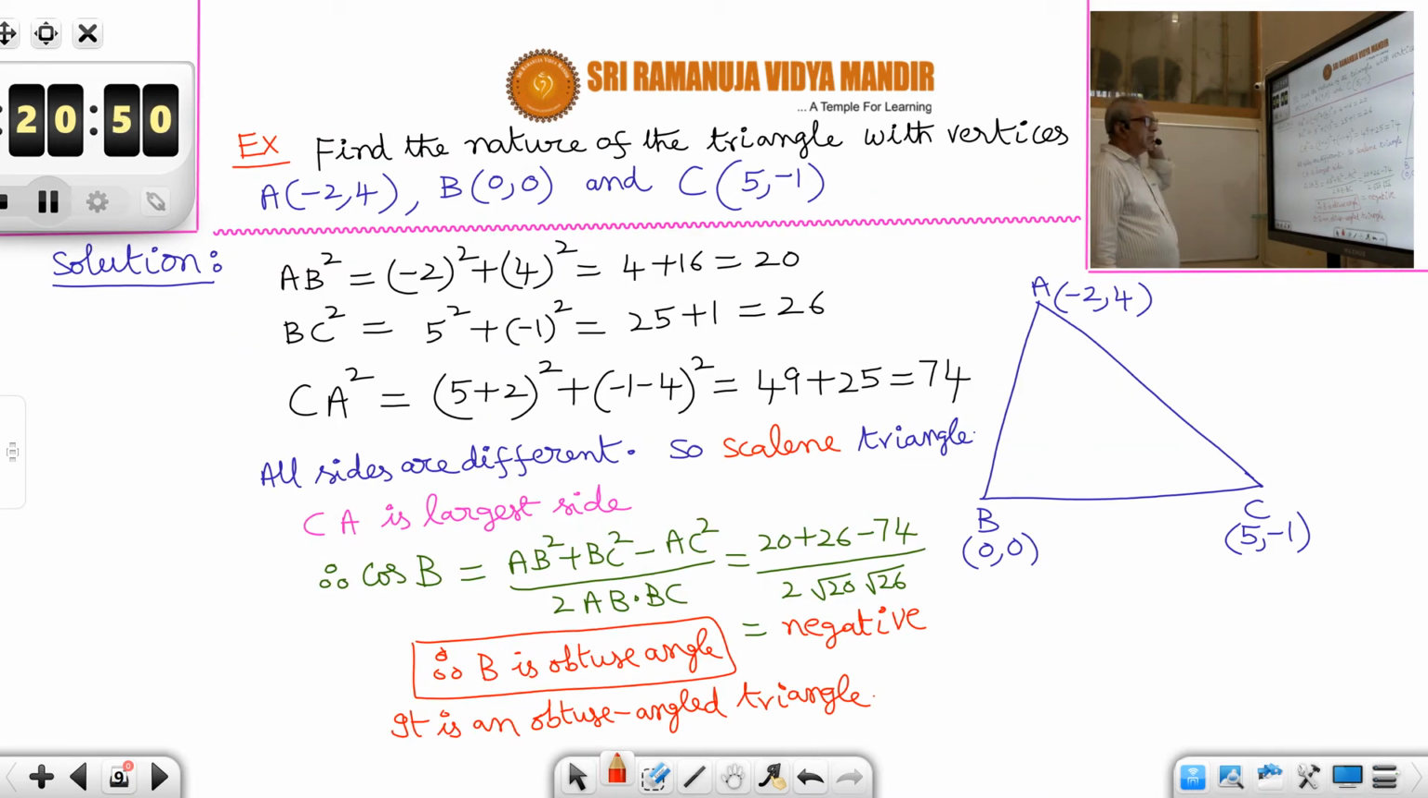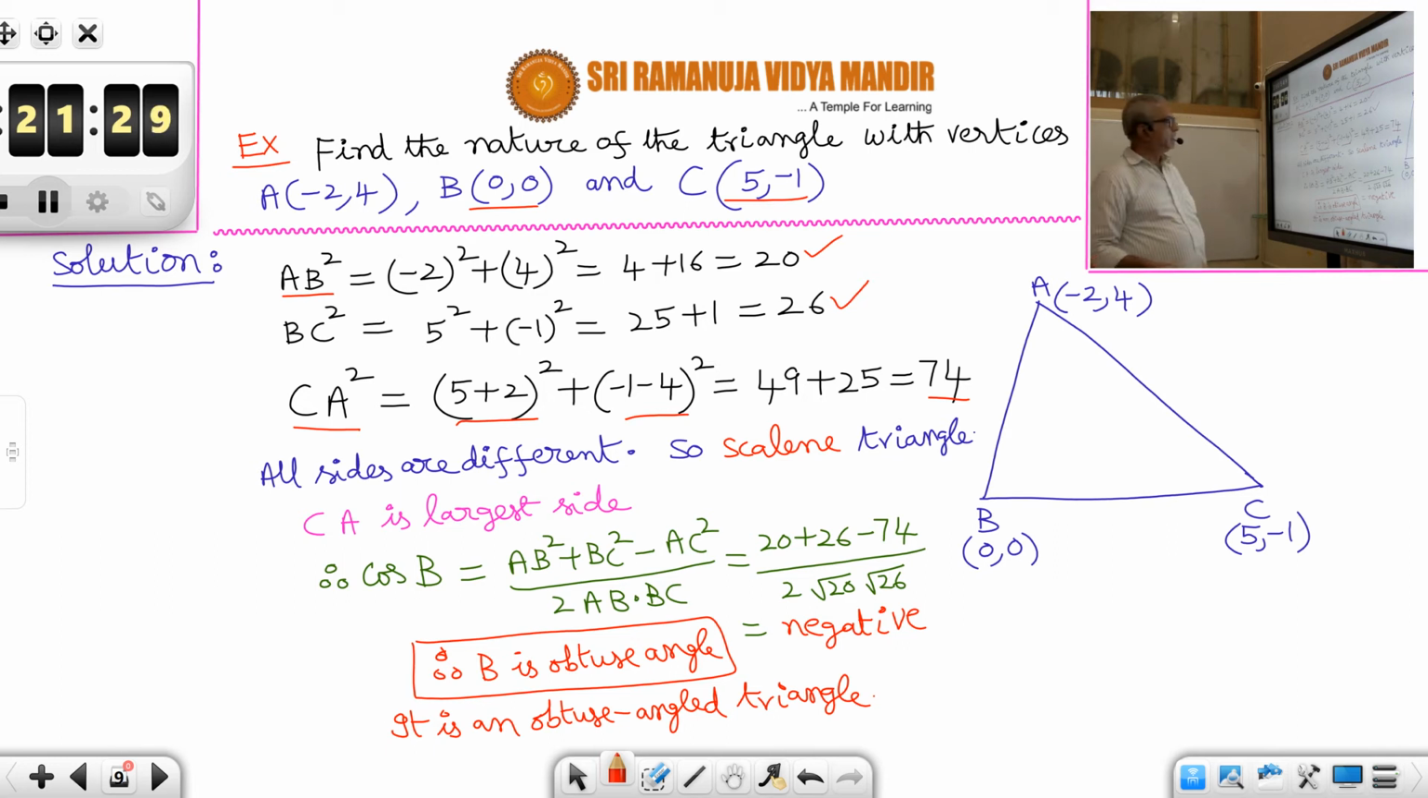Okay, let us see one example on this. Find the nature of the triangle whose vertices A, B, C are given. First we have to find the side lengths, is it not? So first let us find AB square. AB square is x1 minus x2 whole square plus y1 minus y2 whole square. So that is 20. Similarly BC square you find for these 2 points, you will get 26. What about CA square, first point and third point? It is 74.